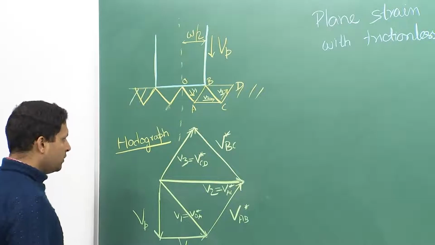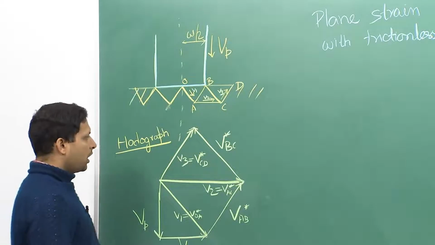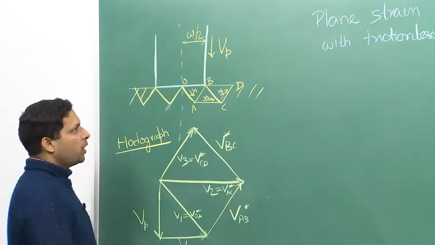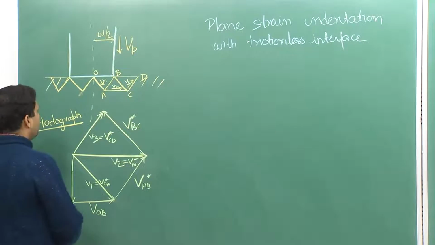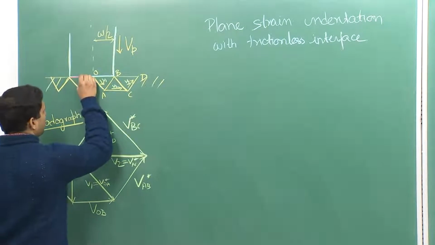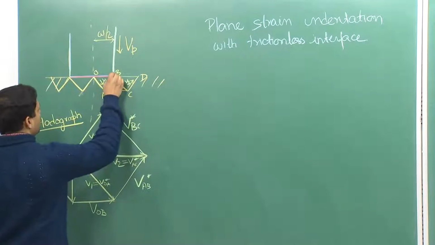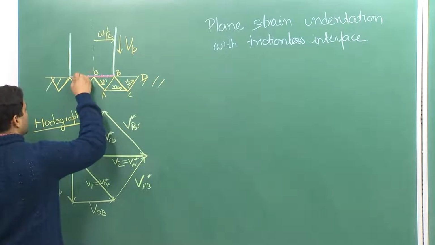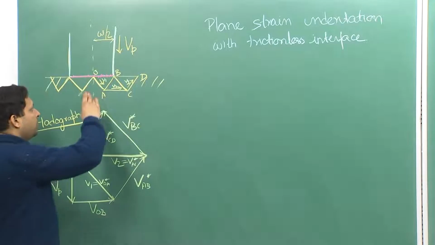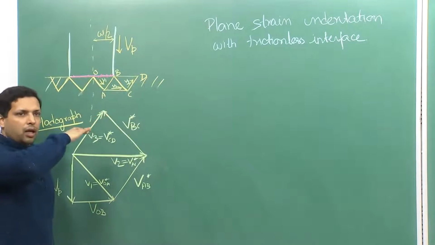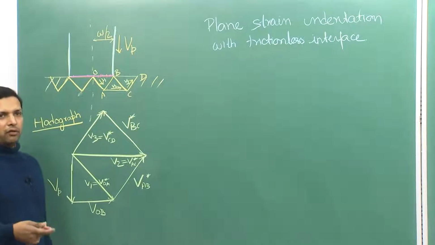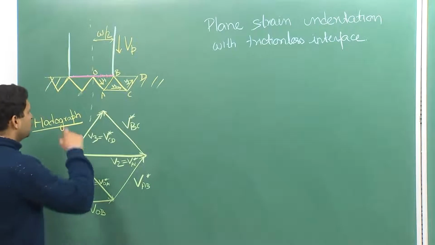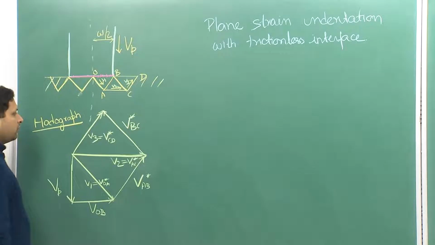Now, we will continue with this. The first question I have here is, what do we mean by a frictionless interface? Frictionless interface means this is our interface, and there is no friction at this point. So if you keep indenting the material, and it needs to flow laterally, it can flow laterally without any work being done. That is what the frictionless interface means.